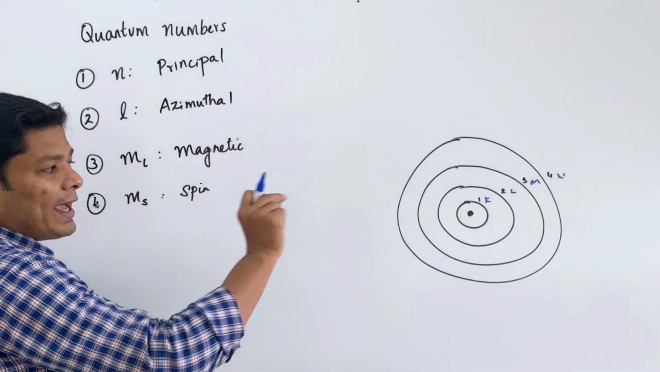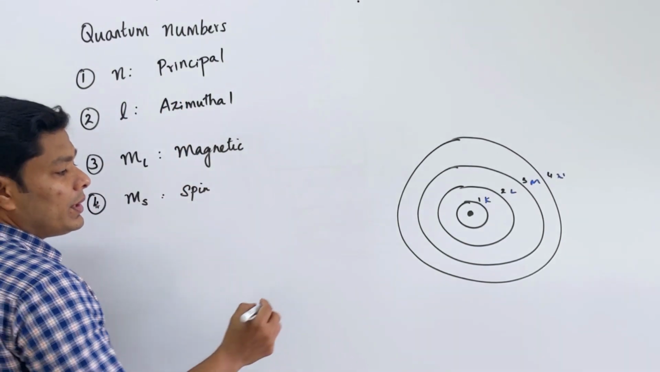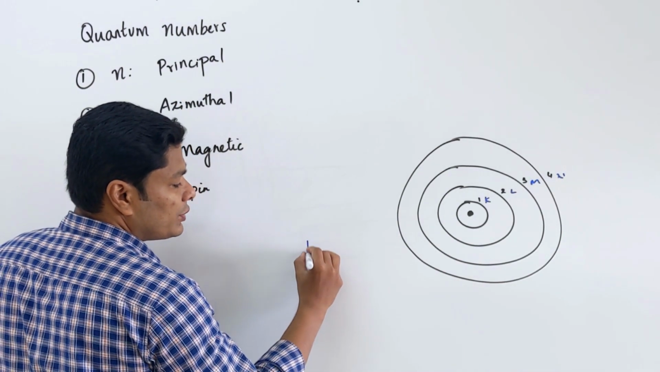Alright, now that I have these orbits, that tells you the principal quantum number. So when you take a periodic table, let's draw a periodic table.